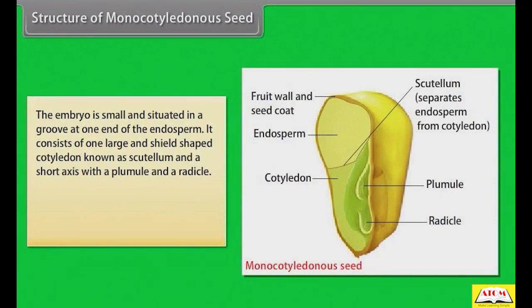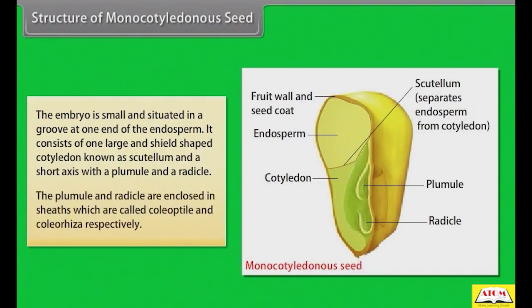It consists of one large and shield-shaped cotyledon known as scutellum and a short axis with a plumule and a radicle. The plumule and radicle are enclosed in sheaths which are called coleoptile and coleorhiza respectively. Germination of seeds.